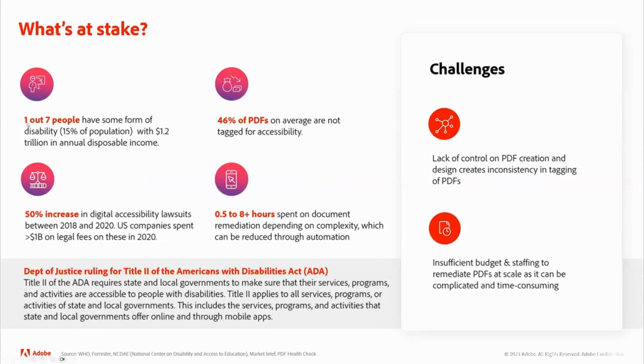So again, I missed the number completely. I said 6 and 8, it's actually 7. So right in the middle, 1 out of 7 people have some form of disability, which equates to a large amount of disposable income, just because of the sheer number of people that unfortunately have some sort of disability with regards to reading their PDFs.